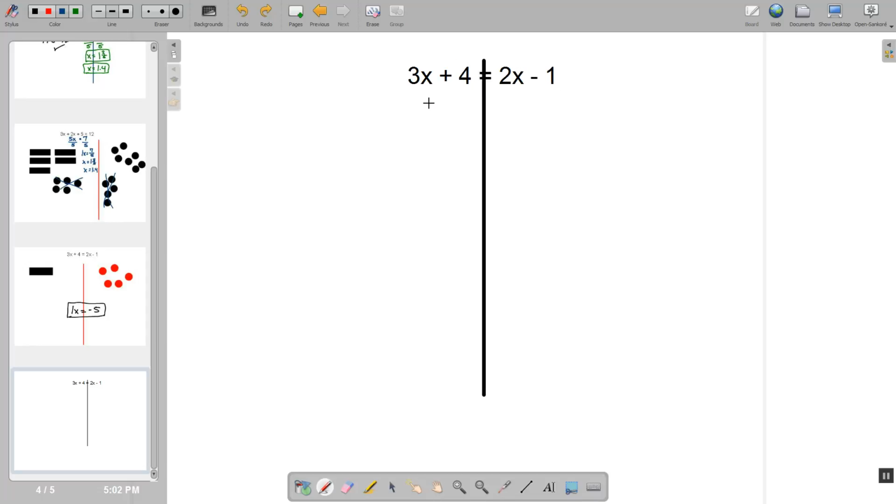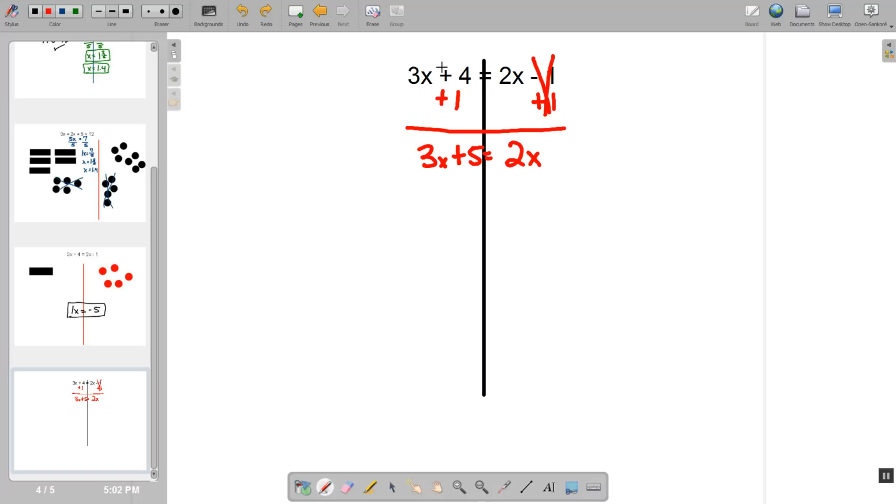What if I choose to move the numbers left? Well, to get rid of this number, I'm going to add 1 to both sides of the equation. Well, this is equal to 0. 3x, but now it's plus 5, is equal to 2x.